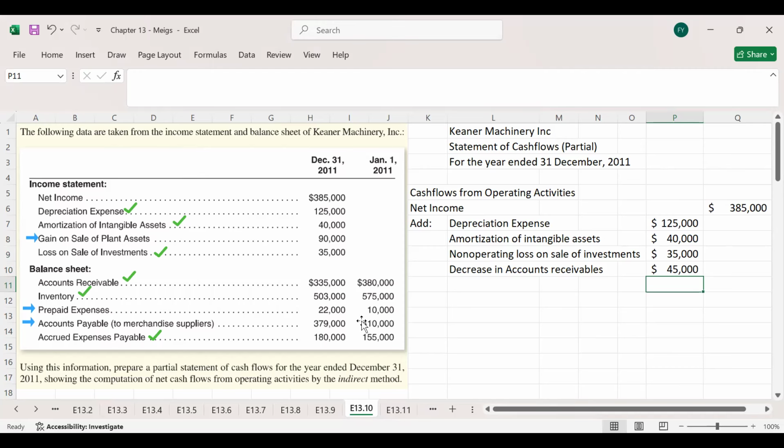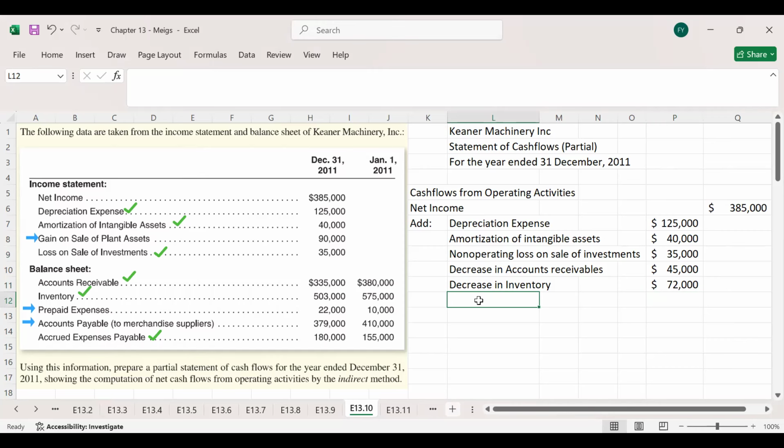The next is inventory, and inventory is also a decrease. So decrease in inventory, which is, you can see, $575,000 minus $503,000. So total $72,000 is going to be added in the net income because of the decrease in inventory. The last one is accrued expenses payable.